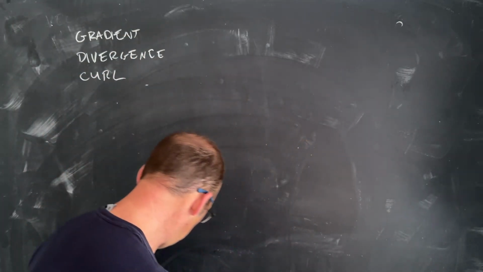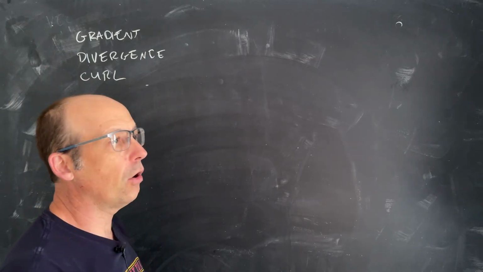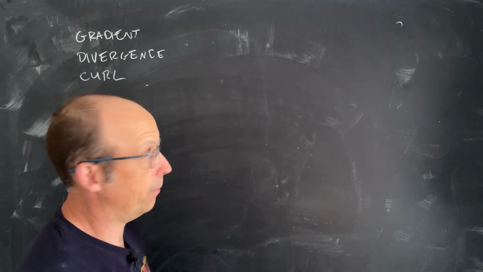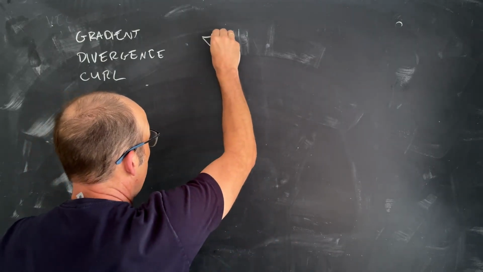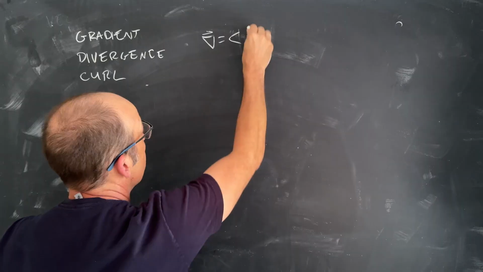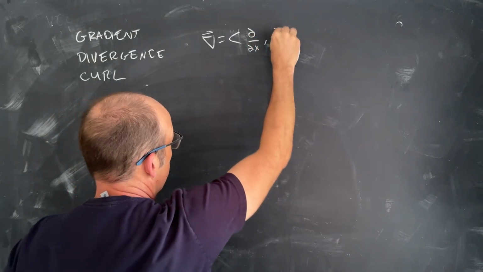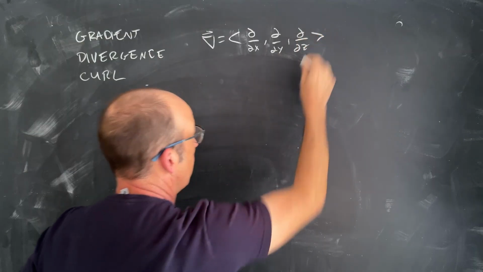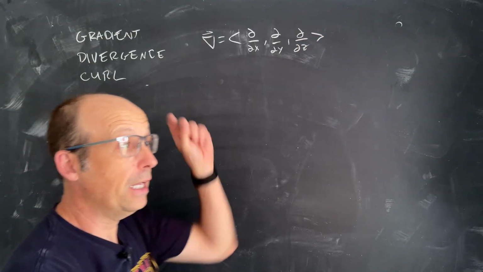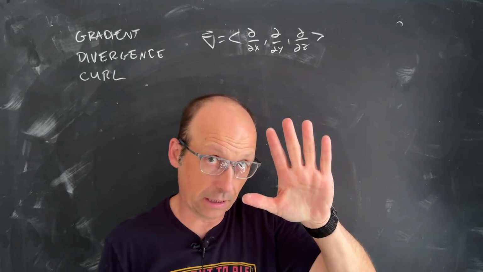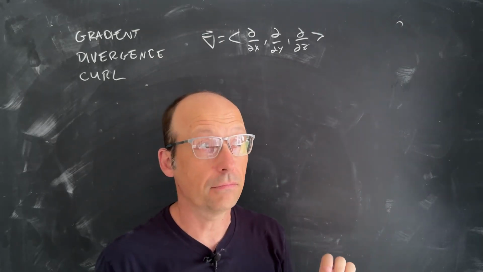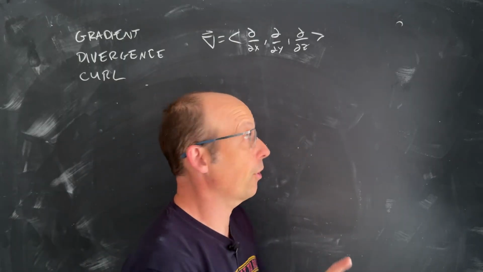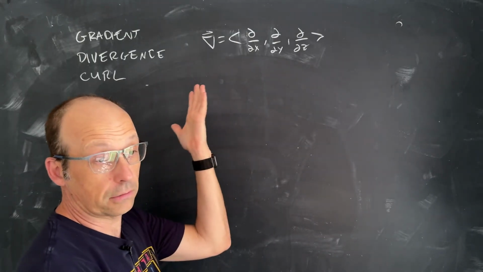These all depend on a vector operator that I call the del operator, and it looks like this in Cartesian. So it has an x, y, z component. This is the Cartesian version, just to let you know. In quantum mechanics, you'll see something like this in spherical coordinates for the hydrogen atom. It gets a lot more complicated. It's easier in Cartesian.